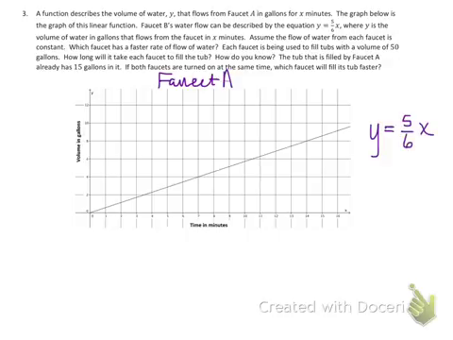Okay, so what does this mean? Well, y is gallons, x is minutes. So every minute, 5/6 of a gallon of water goes in the tub. Okay, so almost a full gallon per minute. Not quite. So what we need to know is faucet A's rate, and it's a constant rate, I can tell by the graph. So I need to find the rate from this graph.